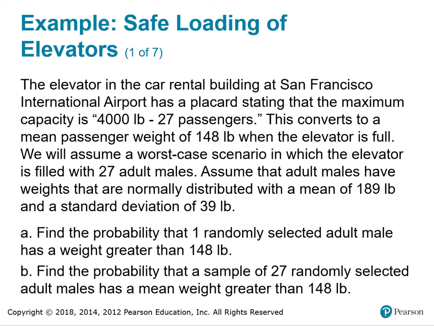So let's take a look at this. What we're going to do is go through this question and find out what they're looking for. We want to find the probability that one randomly selected male has a weight greater than 148 pounds. That means we need to look for the area to the right. In order to do that, we know that our x is going to be 148. By reading through here, we have 189, and then we have 39. Then we'll come back to B, but B is that a sample of 27 randomly selected adult males has a mean weight greater than 148.